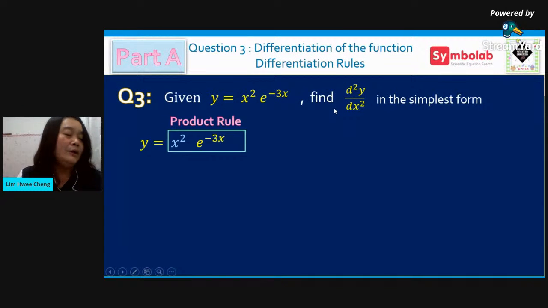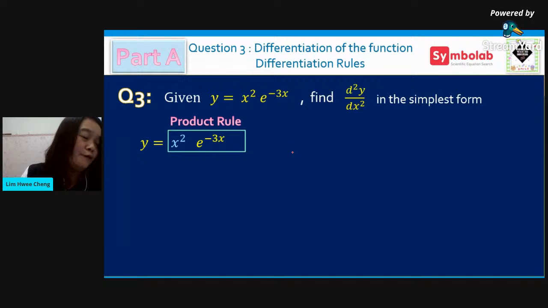Okay, given the question number 3, they are going to find your second derivative. If I do the solutions manually, of course, before we go to the second derivative, you have to go to your first derivative first. So from here, you know that this is a product rule. You have to apply the product rule.